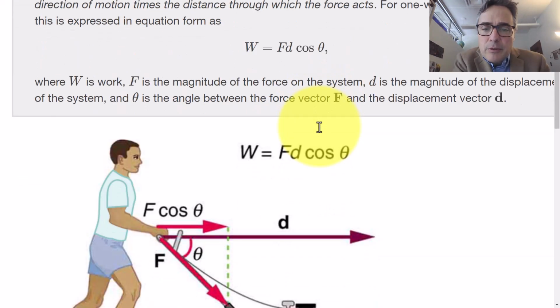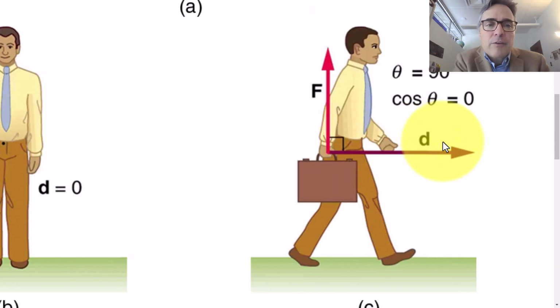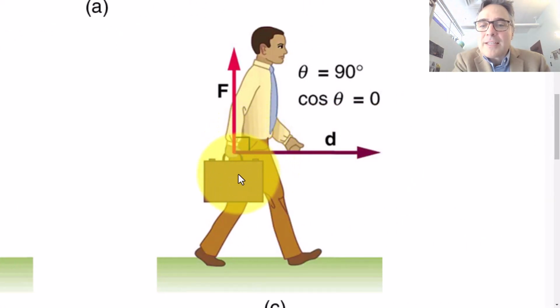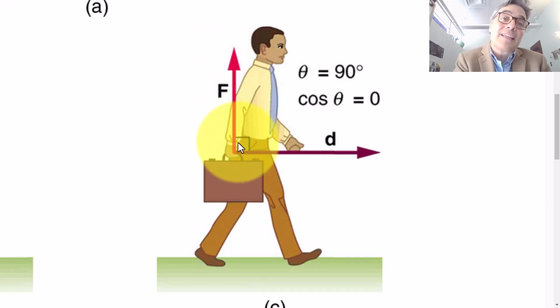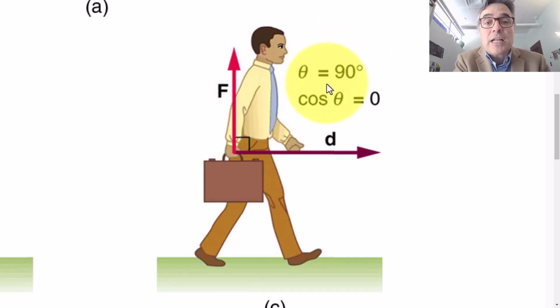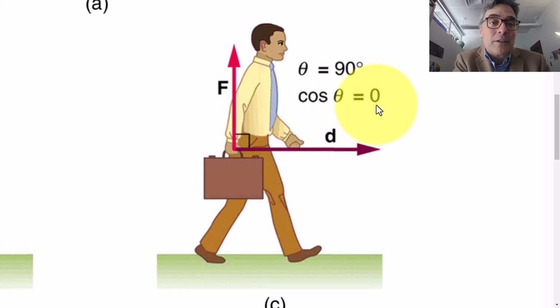And it's also possible, if you look at this one, this guy's carrying a suitcase in one direction, and the force he's applying is in a perpendicular direction. In that case, the force and the displacement have an angle of 90 degrees between them. Cosine of 90 is 0, so it's a zero work situation.